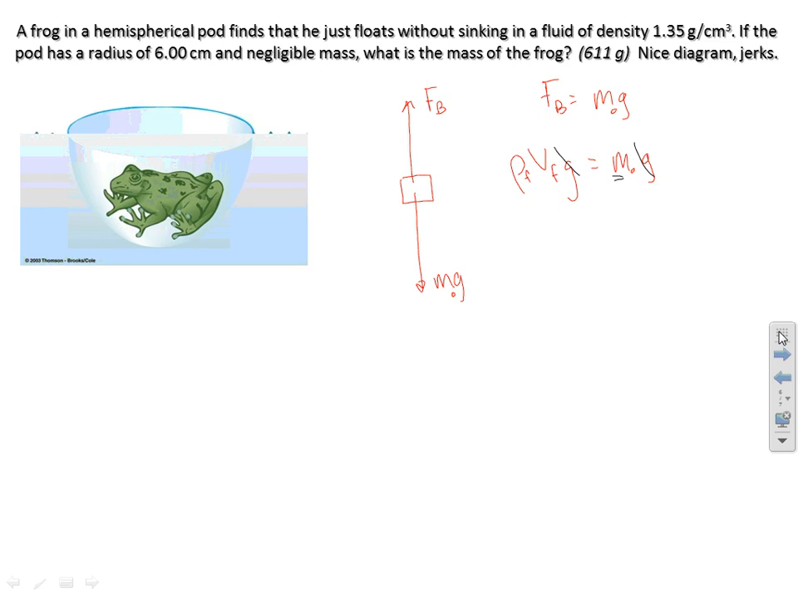This says the mass of the object is rho of the fluid. Well, that's water. Oops. Come on. There you go. Rho water, V fluid. That's the same as the submerged volume, I guess you could call it. So that's half a hemisphere. Oh, no, it's not. This is not rho water, is it? It's just rho, and that's V object submerged. So half a sphere, volume of a sphere, like we talked about, 4/3 pi r cubed. So that means this is going to be rho fluid times 2/3 pi r cubed.